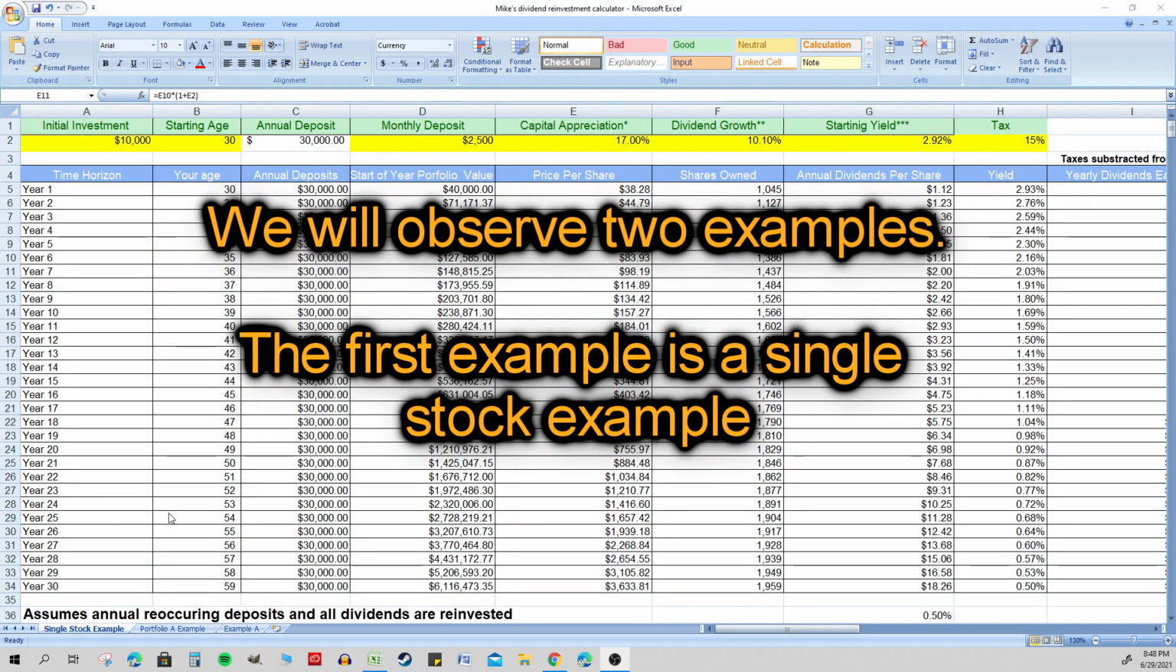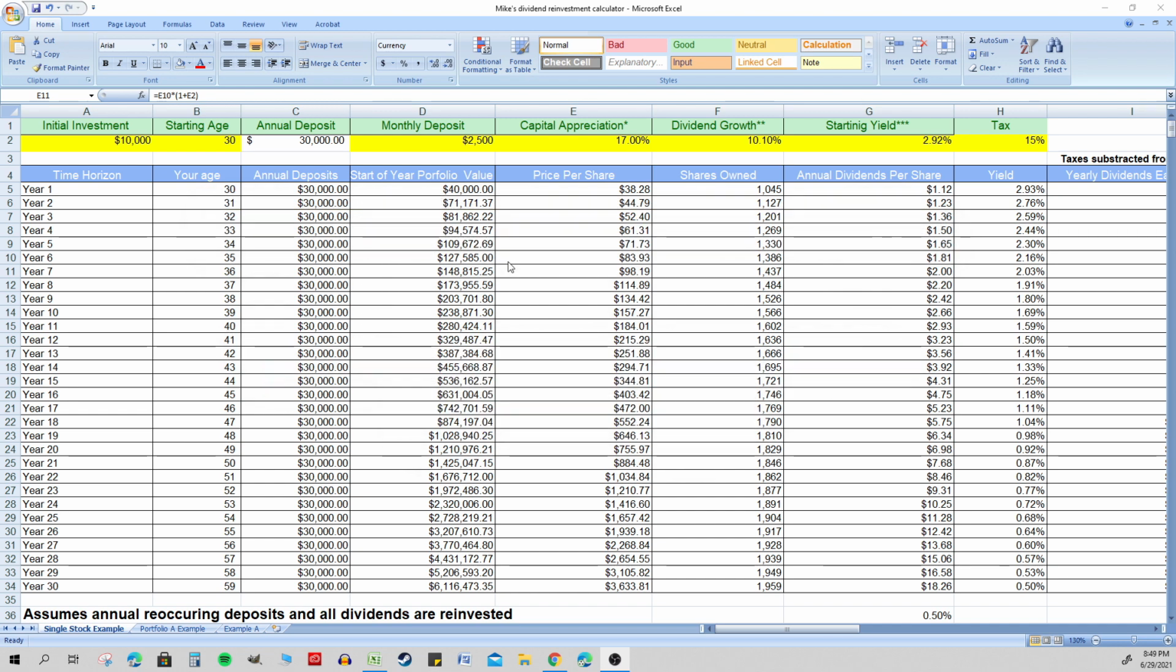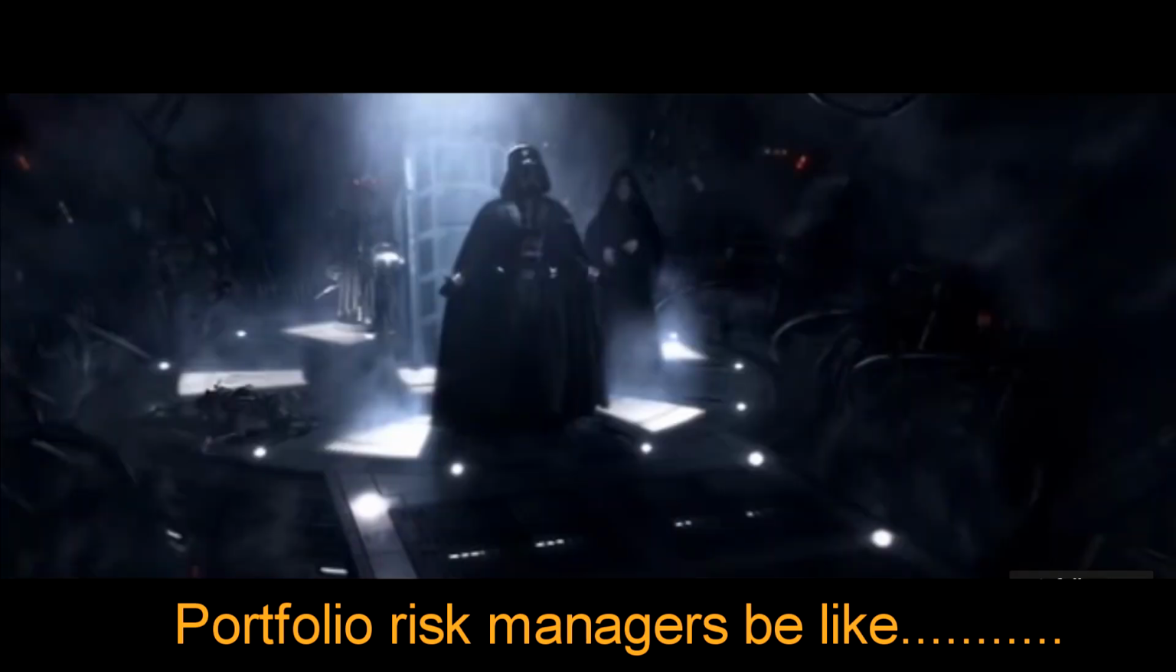Okay, so on this spreadsheet, I'm providing you with two examples to follow. The first example we're going to look at is the single stock example. It could be a single stock, a single ETF, whatever. It's just to show you how this works. Now, we're going to pretend that we're going to invest all of our money for 30 years into one stock.